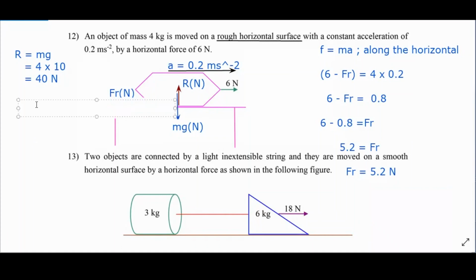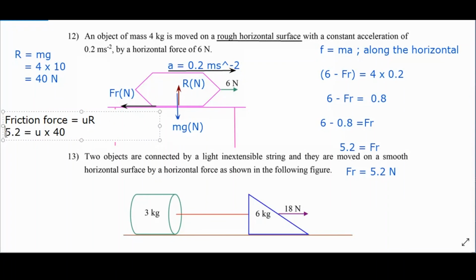Right now, I'm going to use the second equation for the friction force. Friction force equals mu R. I use the English letter U to indicate mu because I don't have Greek letters on this keyboard. We have already found that friction force is 5.2 Newton. Mu we don't know. R is 40. So by using this equation, we can find mu. You should use the Greek letter mu for it. Can you find the value of mu and send me your answers in the Zoom chat?